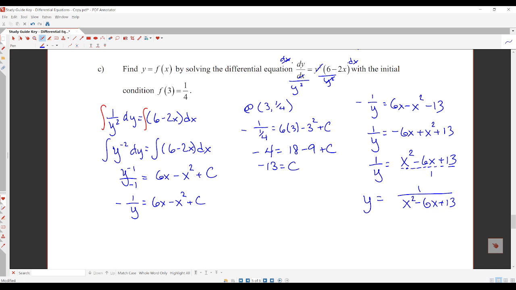Now, we are not asked to find the domain. If we were asked to find the domain, we would have to solve x squared minus 6x plus 13 equals 0, which is going to require the quadratic formula, and come up with a couple of very nasty values for x. We would then have to understand that those values would divide the number line, all real numbers, into several sections, and then find that section that contains the x value of 3 and the y coordinate of 1/4. But again, we're not asked to do that here, so we are good leaving it there. All right, I'll do number 11 in the next video.